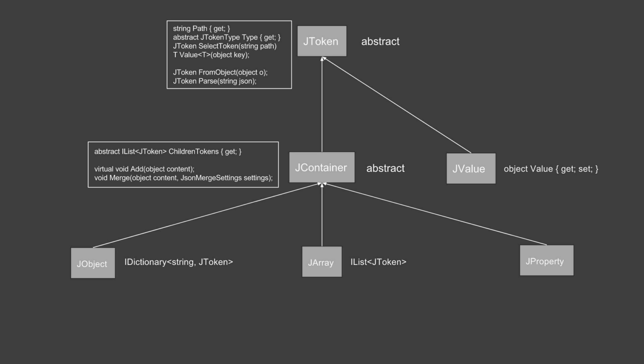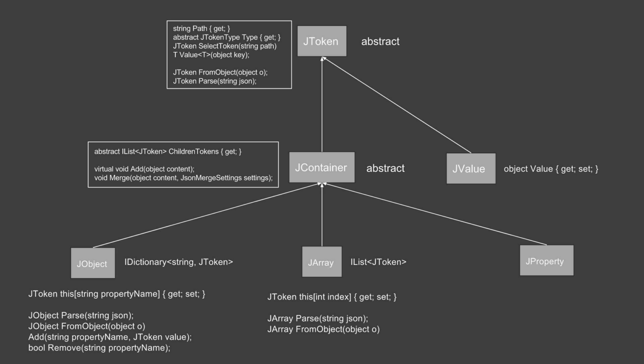And finally, let's talk about the implementing or concrete classes of JContainer. JObject and JArray allow us to comfortably contain other JTokens by also inheriting from IDictionary in the case of JObject, enabling us to hold JProperties in the form of key value pairs, and IList in the case of JArray, enabling us to hold values as an ordered list. These classes also implement the Parse and FromObject methods like JToken does. So this can be confusing. Which one should we use? We'll come back to this issue in the demos, I promise.